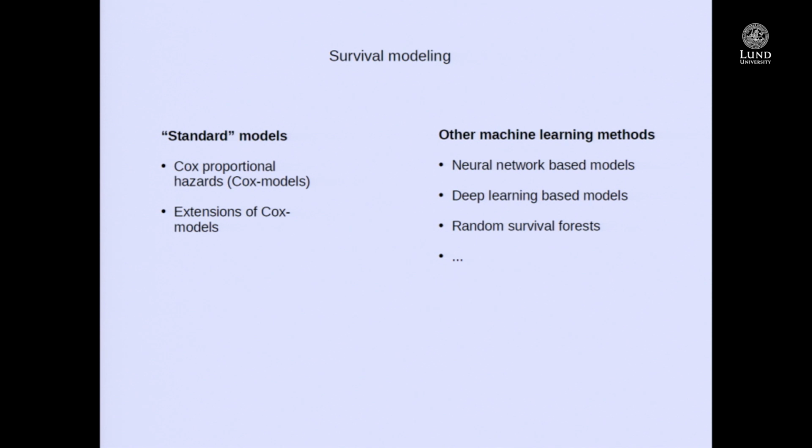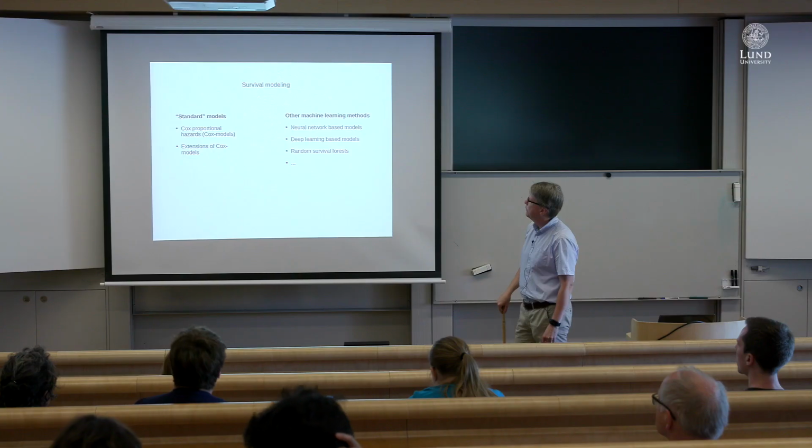So when it comes to survival modeling, to model the survival function or hazard function, there are standard models. A lot of these standard models are based on what is called Cox proportional hazards, Cox models, or extensions of Cox models. But you can also find other machine learning methods based on neural networks. And if you take a neural network, you can always make it deep. So you call it deep learning models for survival analysis.